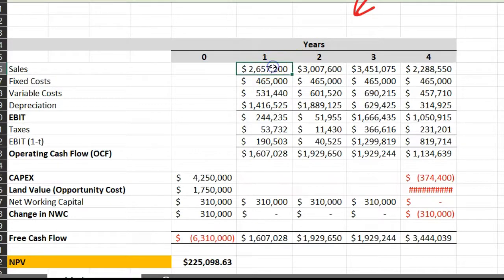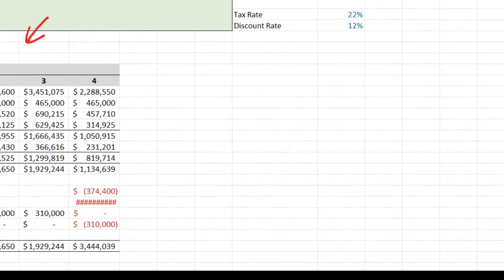So for example, sales in the first year. First of all, notice that today, which is year 0, is the year in which you're making investments. So if you were to draw a timeline, year 0 represents when you're setting up the equipment, when you're setting up your facility and all of that.